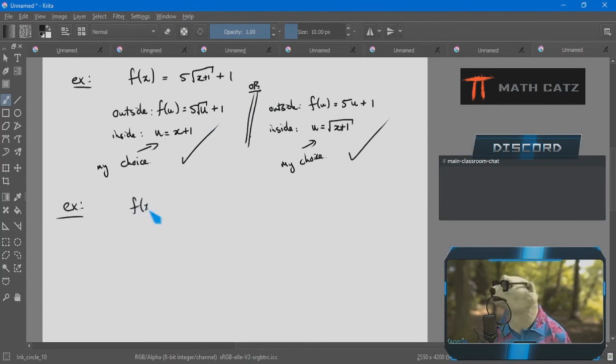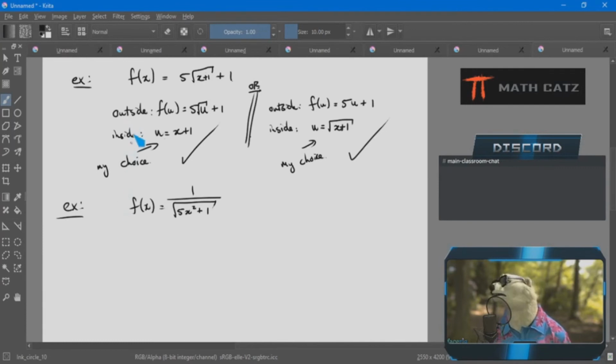Let's see another one. 1 over square root of 5x squared plus 1. I claim for this one there are even more right answers, even more ways to split this up into an inside and an outside function. The problem is you have to see it. You have to first identify. This eventually has to scream at me, I'm a function of a function. Deconstruct me, please. So that's the first thing. And then the next thing is, okay, well, how do I want to do this?